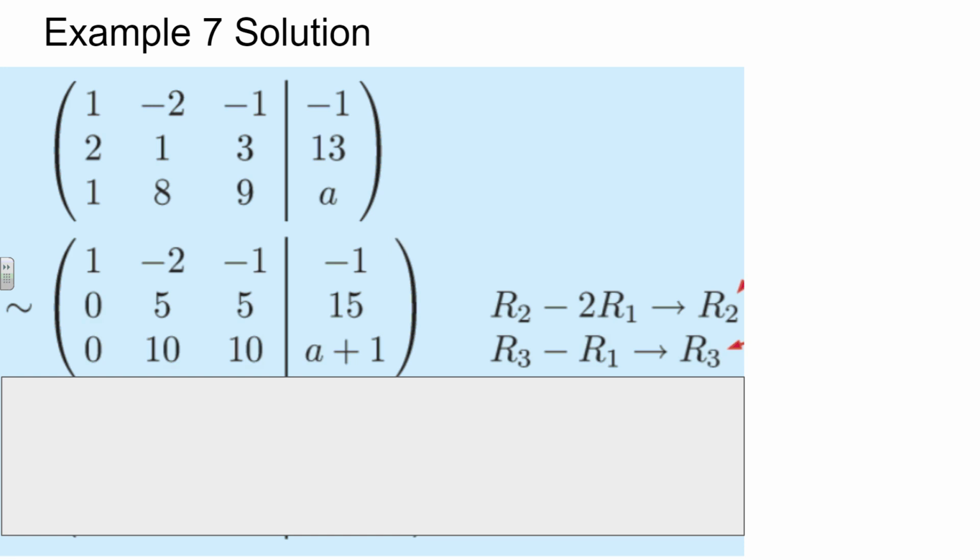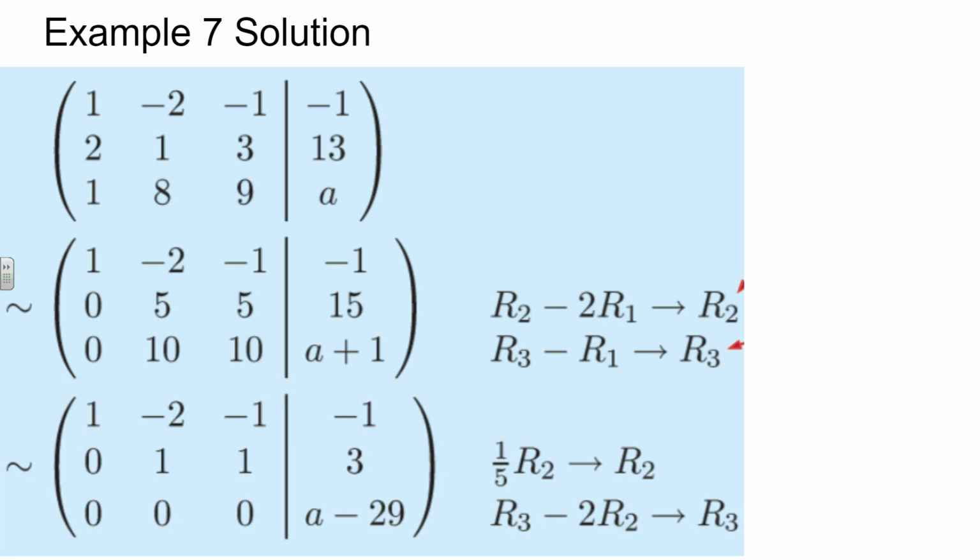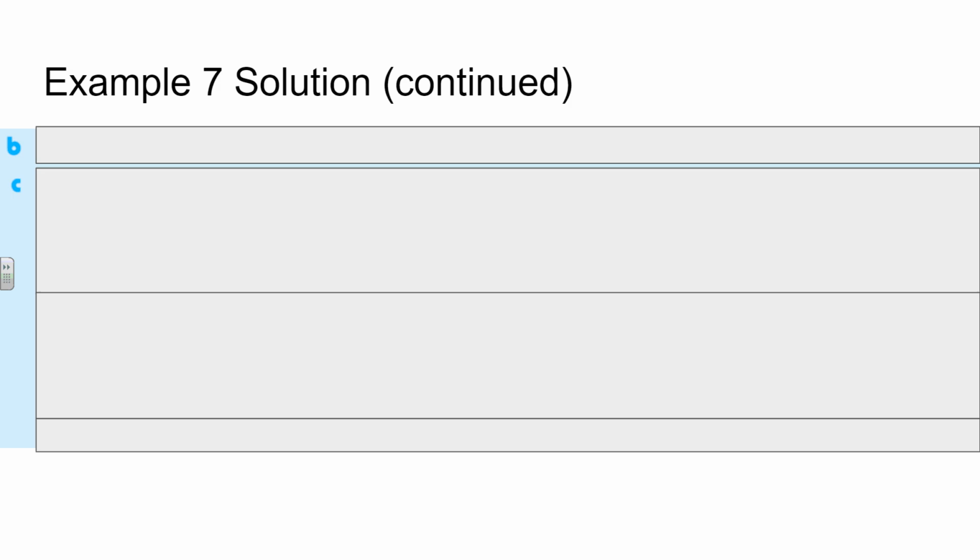And I'm not going to take the time to go through this again because we've already done it a few times now. We're trying to get it to 1, 0, 0 down column 1. Then we're trying to get 1 in row 2, column 2, 0 in row 3, column 2. And what happens is, again, just like we saw before, we ended up with that 0, 0, 0 across the bottom, and it equals a minus 29. So the question is, what does that a have to do with anything?